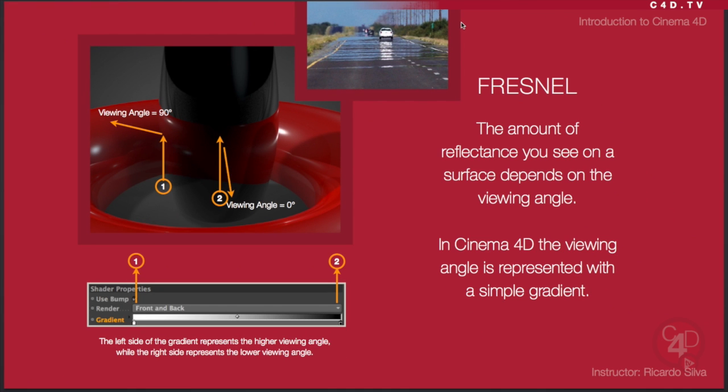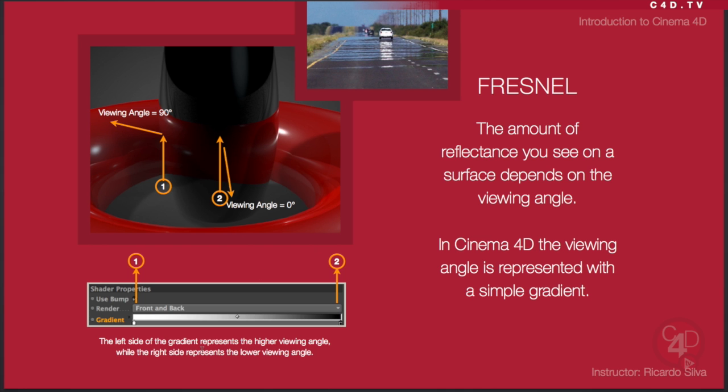Now, the Fresnel effect works depending on how the polygons of an object or the surface of an object is looking at the camera or the point of view. When the viewing angle is close to 90 degrees, then that's when the effect is the strongest. But if the viewing angle is 0, then that's when the effect is the least.